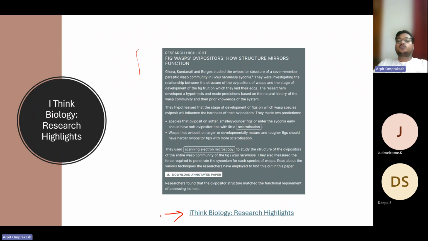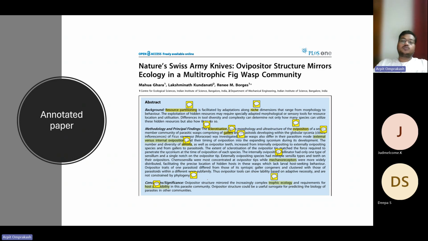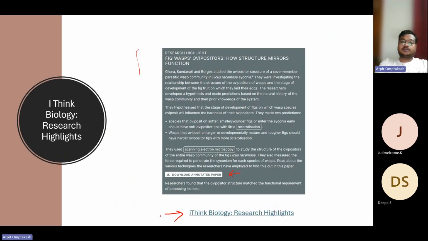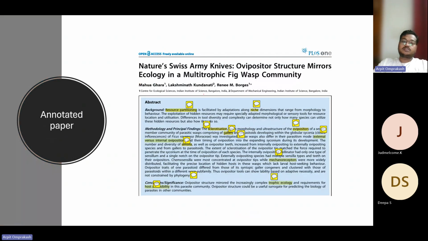You can also download an annotated paper from here by clicking on this button. Earlier we saw a PDF which was not annotated, but this is a PDF downloaded from the I Think Biology website, and it is annotated. For each of these difficult words, processes, or things, it has simple definitions and highlights core ideas of the paper so that it's easier for you to read the paper.